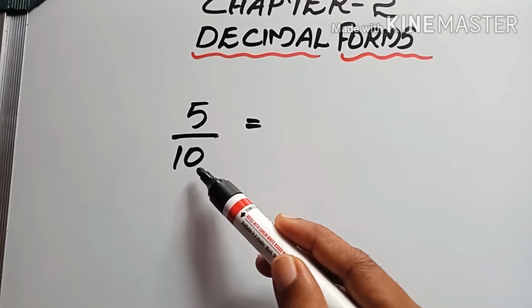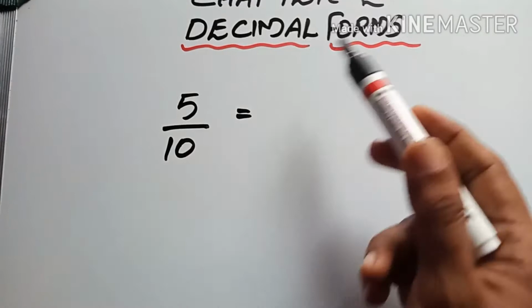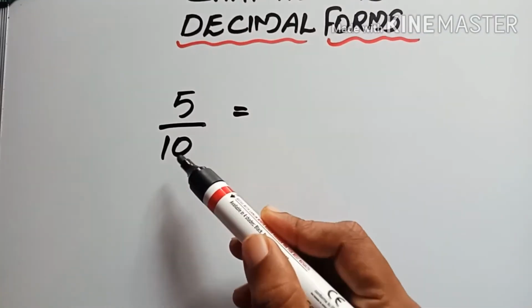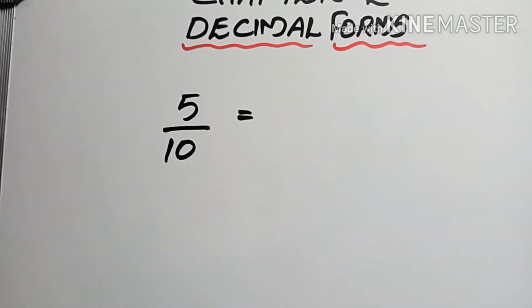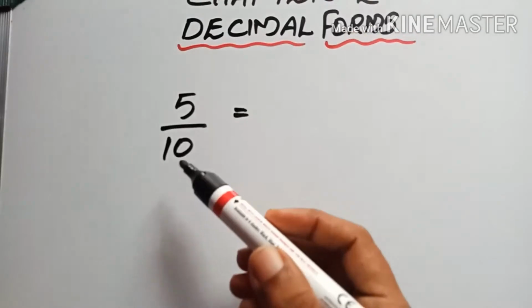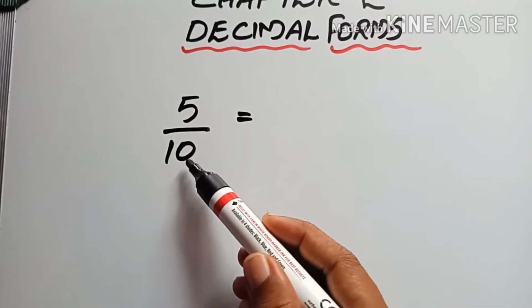Okay, if the denominator is a multiple of 10, it is very easy to write that fraction in decimal form. How? Just count the number of zeros in the denominator. How many zeros here in the denominator? This is 10. 10 means only 1 zero.